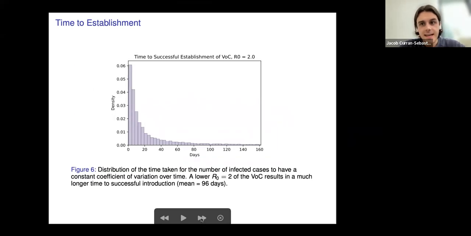So this actually gets us a little bit closer to what we were looking for. If we take r equal to 2 and plot this inverse Gaussian with these parameters, what we see is a distribution that is very highly skewed. The mean, as we said before, was 96 days, but really this mean is in the tail of the distribution, and with much higher probability we're going to be in this low time to successful establishment, low time to exponential growth. So many more of these are below 20 or below 40 days.